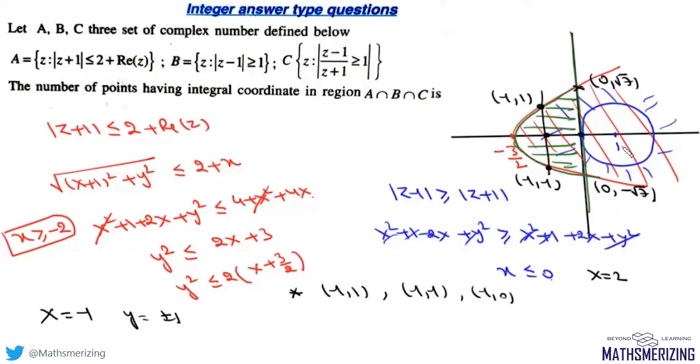Now what are the other points with integral coordinates? This is one point which is (0, 0), and then we'll have this point which is (0, 1) and (0, -1). So we'll have 3 more points, (0, 0), (0, 1) and (0, -1). So the number of points having integral coordinates in this region is simply 6.